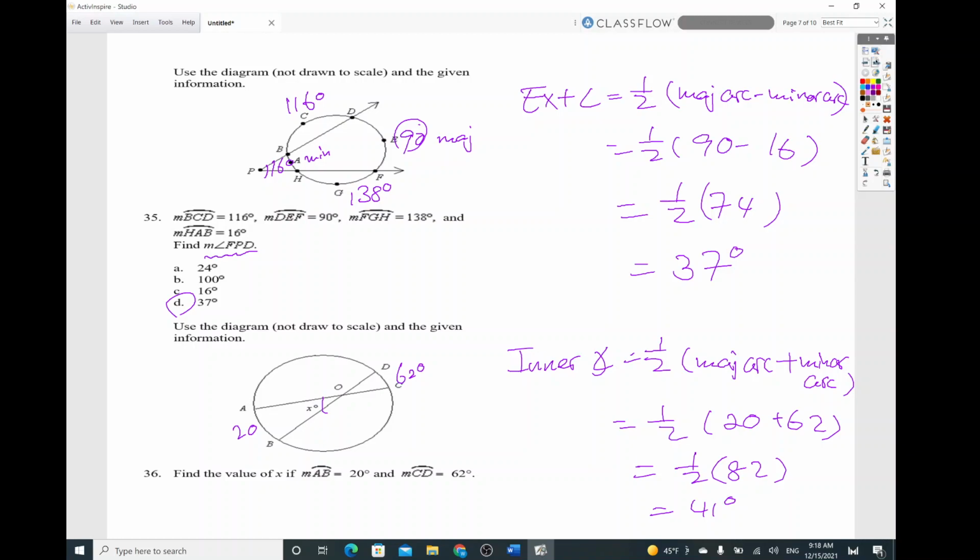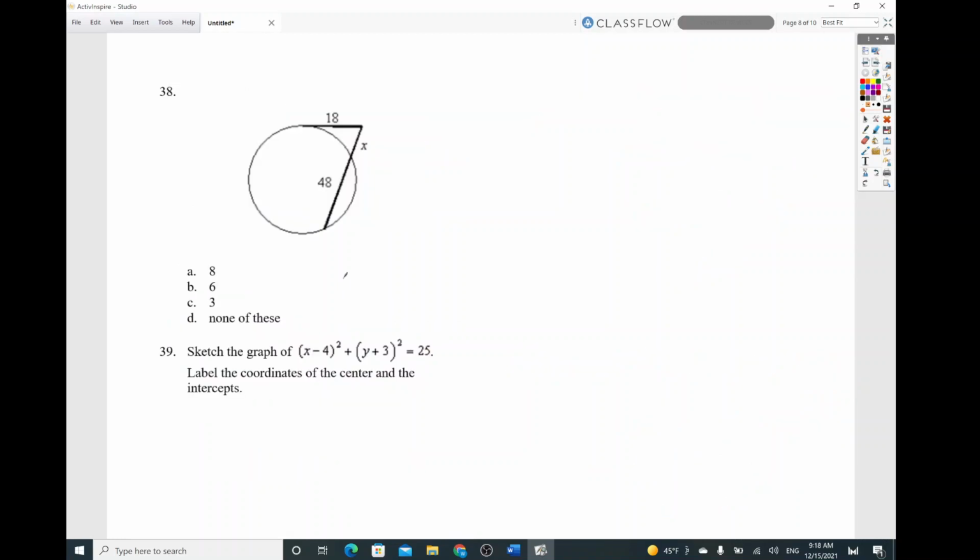Okay, so now let's see what else we have. And here's another one. This one is called the secant and tangent product. Secant and tangent product.